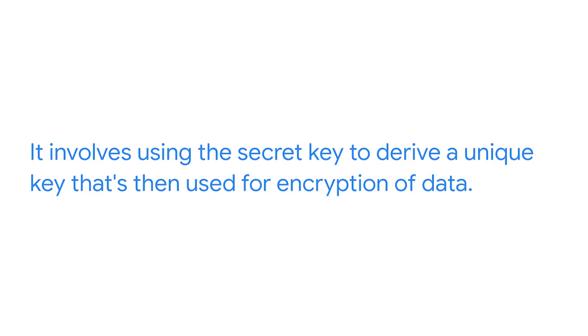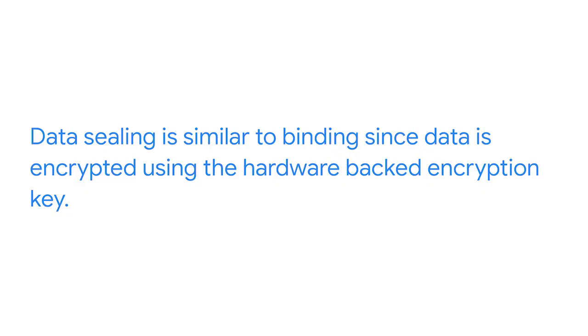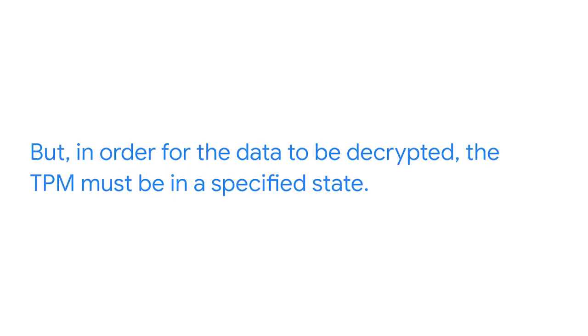Another use of this secret hardware-backed encryption key is data binding and sealing. It involves using the secret key to derive a unique key that's then used for encryption of data. Basically, this binds the encrypted data to the TPM and, by extension, the system the TPM is installed in, since only the keys stored in hardware in the TPM will be able to decrypt the data. Data sealing is similar to binding, since data is encrypted using the hardware-backed encryption key. But in order for the data to be decrypted, the TPM must be in a specified state.